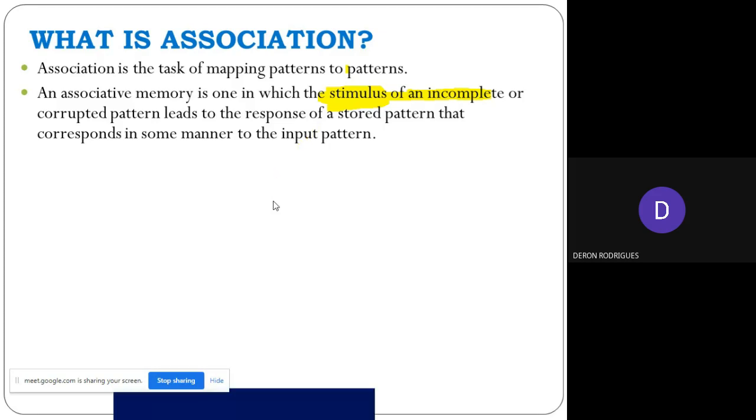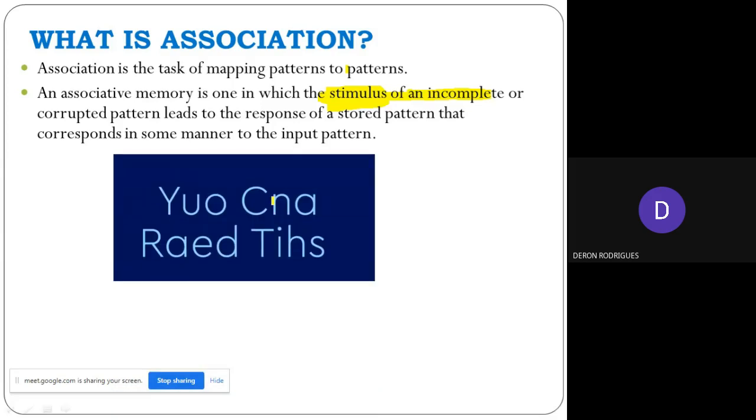What is the meaning of this? Supposing now you read this. Can you read this? What is this? Anybody can tell me what this is? Yes, unmute yourself and tell me. You can read this.